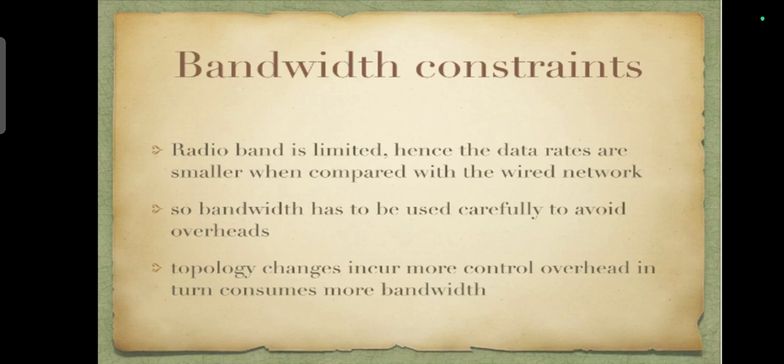When the topology changes, more control overhead is generated, which in turn consumes more bandwidth. This is the main bandwidth constraint which we face in the issues in designing the routing protocol.